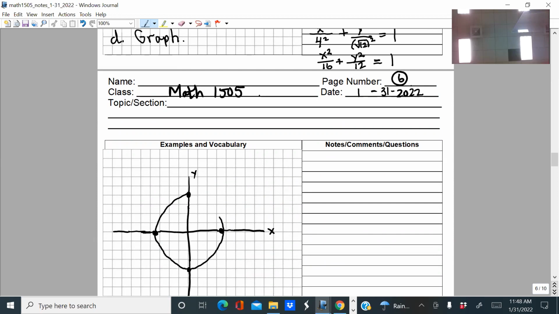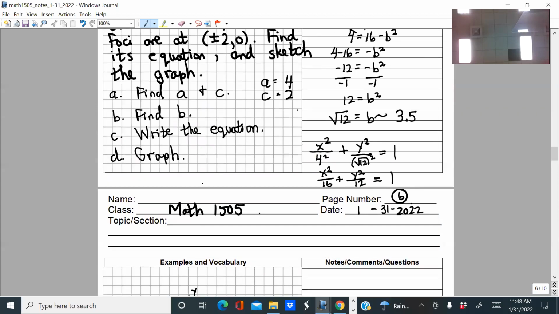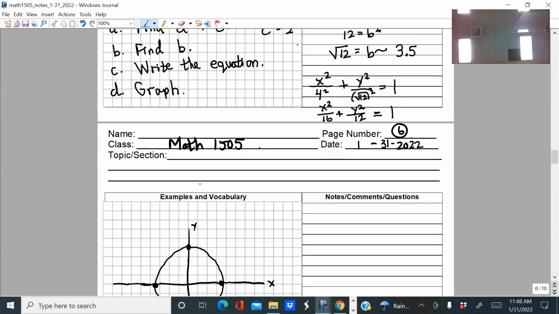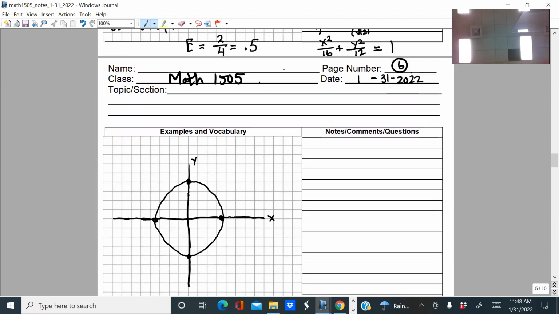This one is pretty circular, right? Even though that's fairly circular, notice the eccentricity is not going to turn out to be that low. The eccentricity is c, which is 2, divided by a, which is 4. So the eccentricity is 0.5, even though visually it's close to a circle.